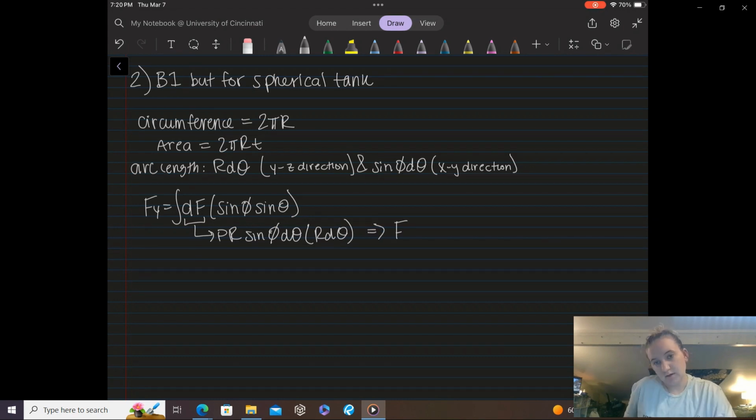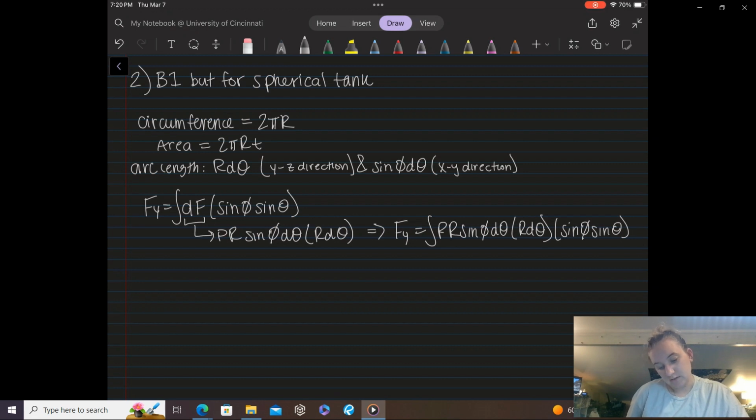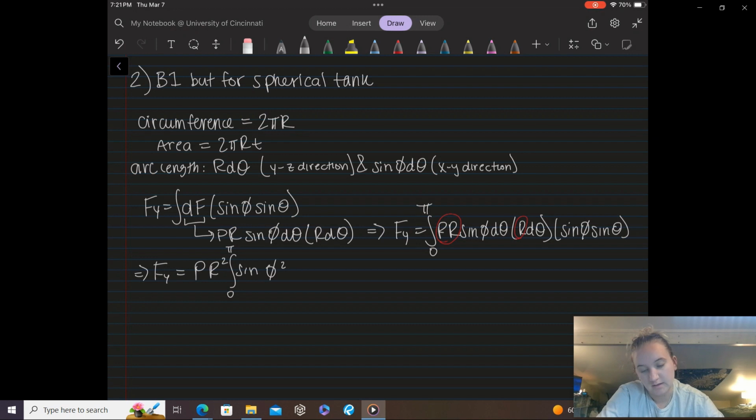So then plugging that in, Fy equals the integral of PR sine phi d theta times r d phi times sine phi sine theta. Very long expression. Sine theta. So we're only looking at half the sphere, so we'll integrate from 0 to pi, and then P and R are going to stay constant, so we'll pull them to the front of the integral. And then there's two r's, so those will come out front as well, and our new expression will be Fy equals PR squared times the integral from 0 to pi of sine squared phi d phi times sine theta d theta.